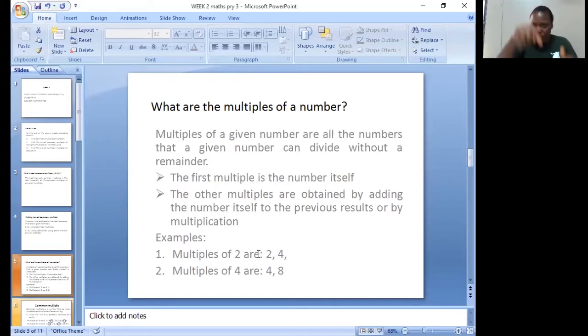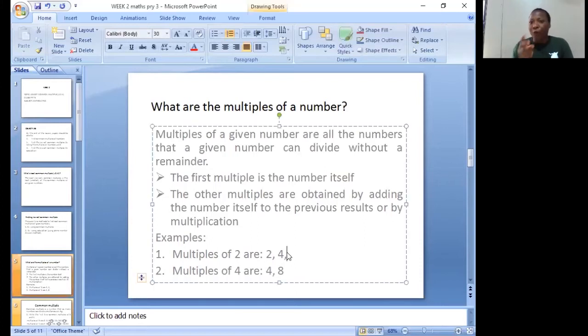Examples: multiples of 2 are 2 itself, and to get other multiples, you add that number to its previous self. So you have 2, and I will now say 2 plus that 2 I've already written down, which is 3, 4, and I have 4. To get the next one, I will say 4 in my mind, plus 2, so I will say 4, 5, 6. The next one is 6.